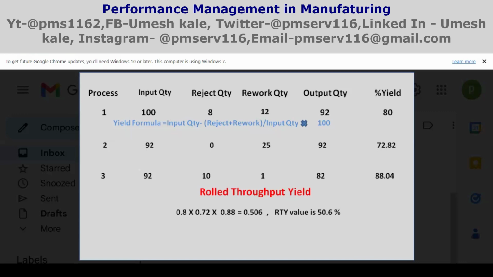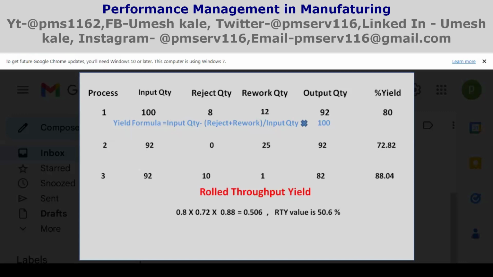The similar formula shown in the blue text is utilized for this calculation. Then this 92 quantity of the second stage of the process is the input for the third stage. The reject quantity is 10 numbers, rework quantity 1 number. So output quantity is 82 numbers, and the yield is 88.04.